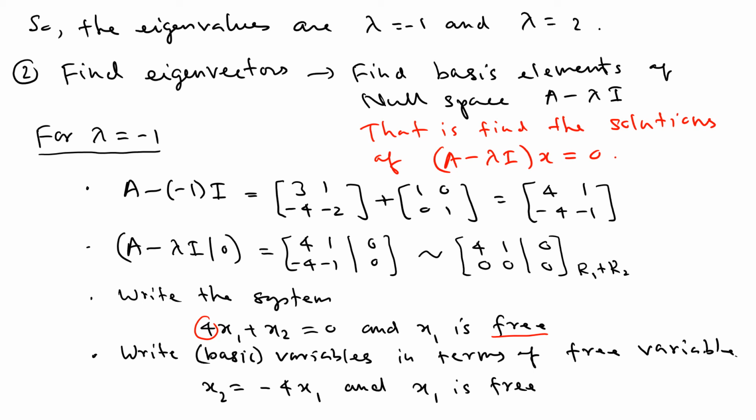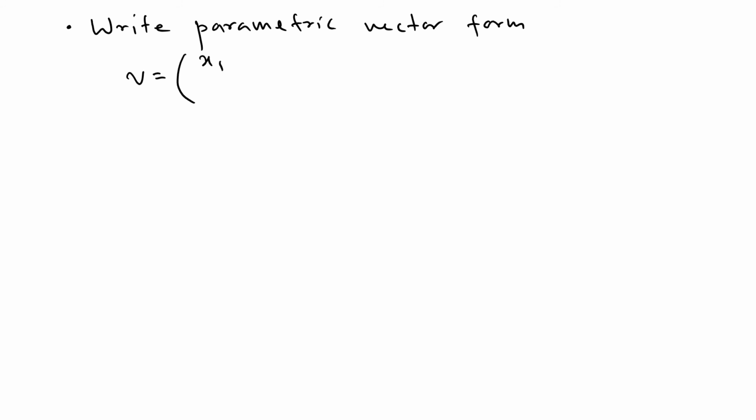Okay, so write the parametric vector form. For that, let's assume the vector v, which has two components, x1 and x2. Those are the two components that we found. So we're going to substitute. x1 will stay, but x2 is negative 4 x1. Now you can see the benefit. You can pull the x1 out. So it's simply 1, negative 4.